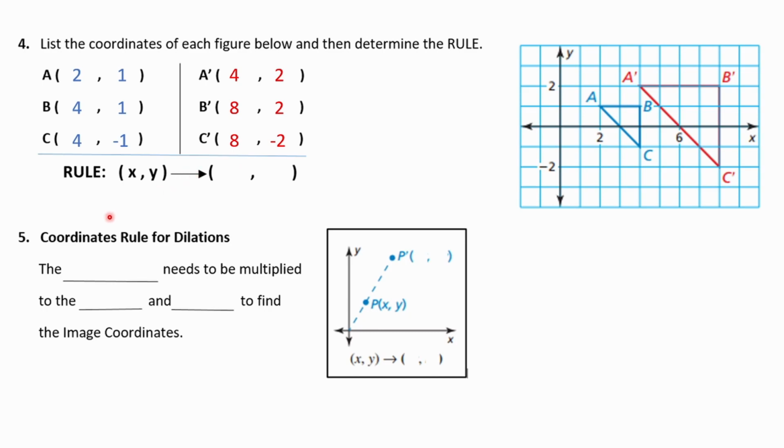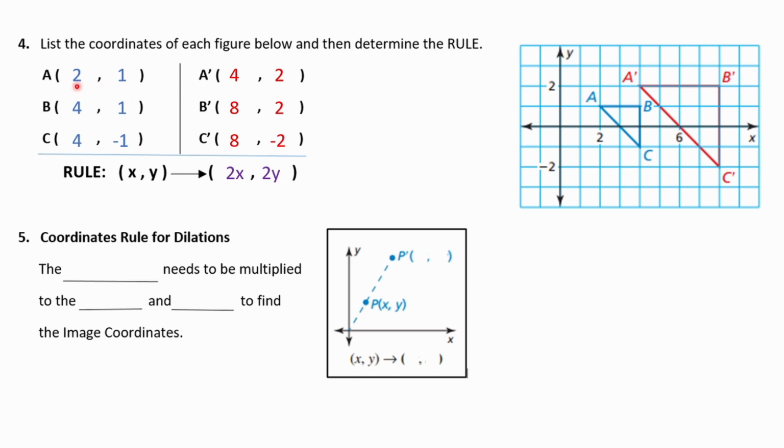So the pattern that's taking place here, if I look at each of these, I'm going from 2 to 4 and 1 to 2. 4 to 8, and 1 to 2. 4 to 8, -1 to -2. So it's not like our translation where we can just add values. It's more like our reflections and our rotations where we have to multiply by some value. And in this case, because our shape is enlarging, we're multiplying by our value of 2, which is also conveniently our scale factor in this case.